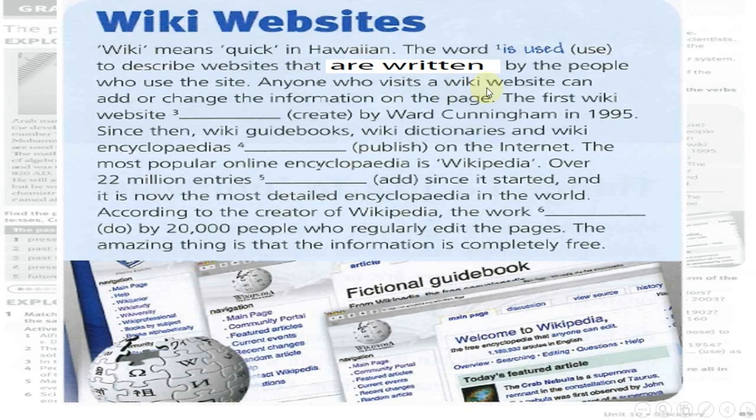Anyone who visits a wiki website can add or change the information on the page. The first wiki website was created by Ward Cunningham in 1995. So as you can see here, this sentence is in the past tense. Okay, so here we are going to use was or were. Of course we have website, singular, so we are going to use was created. Okay. Since then, wiki guidebooks, wiki dictionaries, and wiki encyclopedias have been published on the internet.